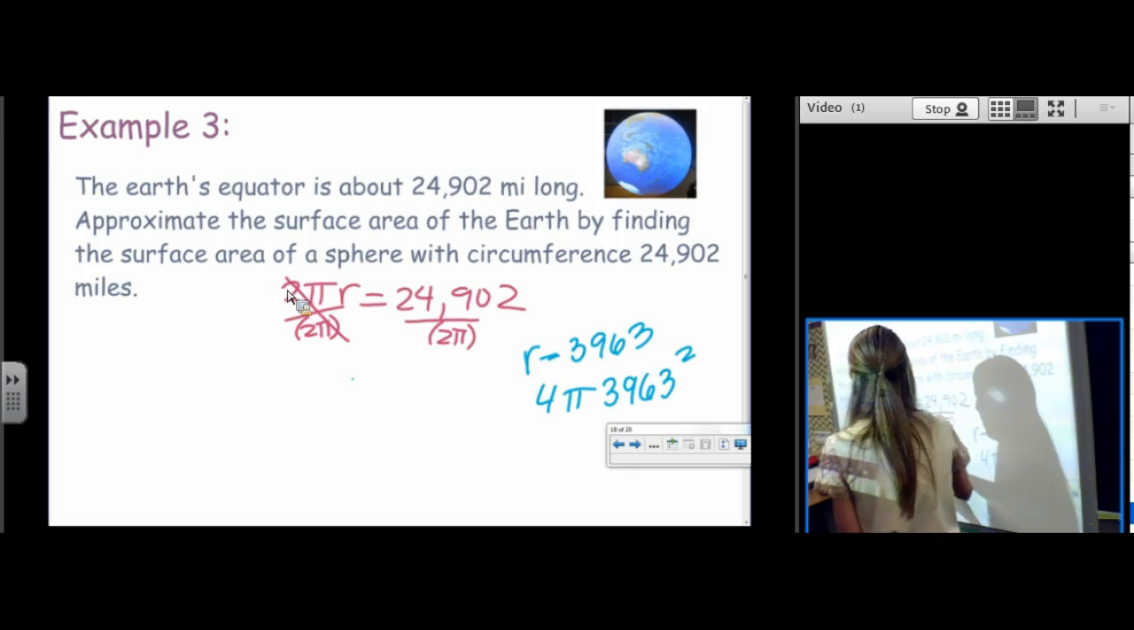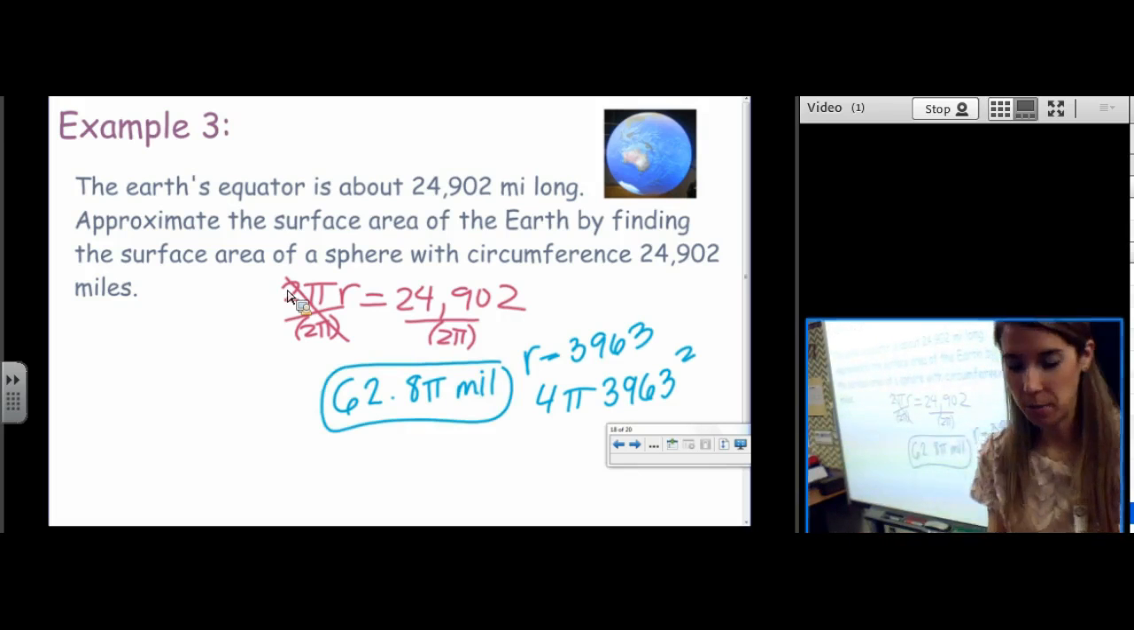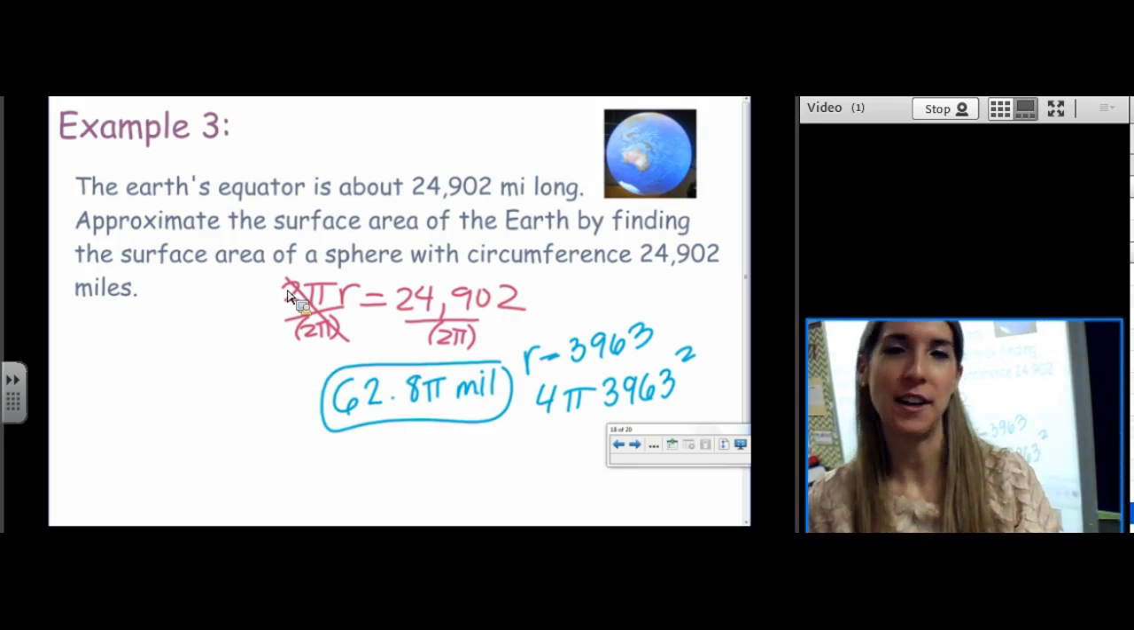I'm just going to say 62.8 pi million. And we're going to call that a day. Real world problems are fun until you try to find the surface area of the Earth.